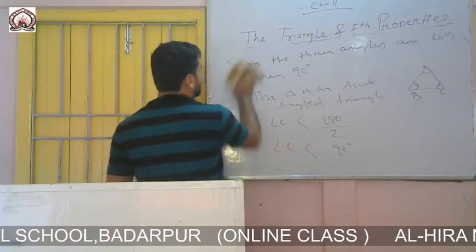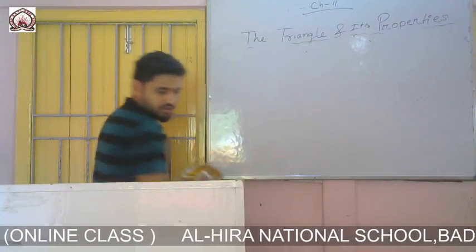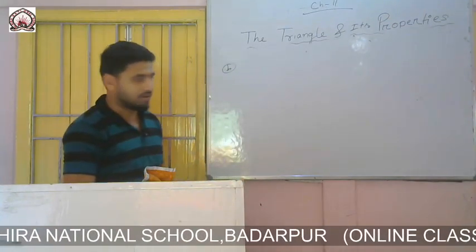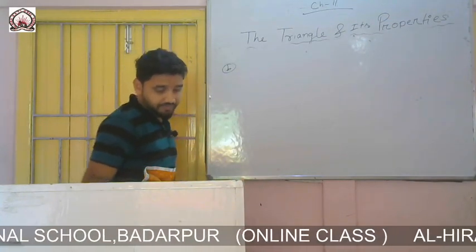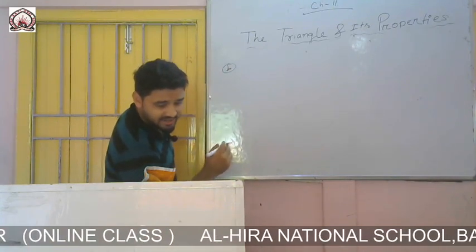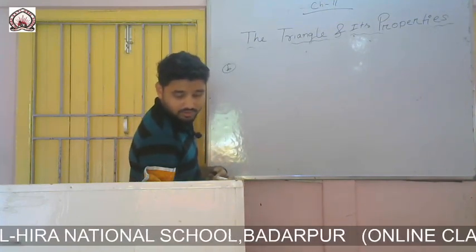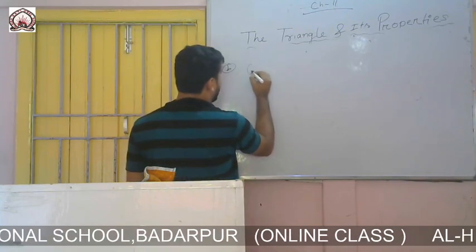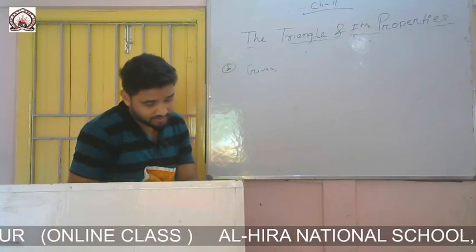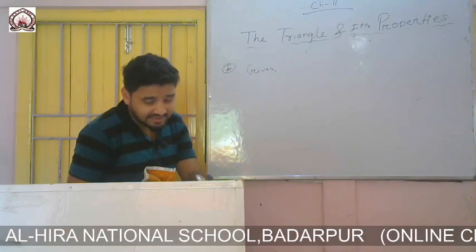So write here question number B. You write question number B like that. Given what? The condition is given: one angle of a triangle is greater than the sum of the other two.